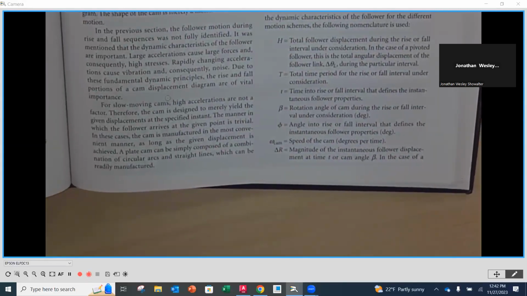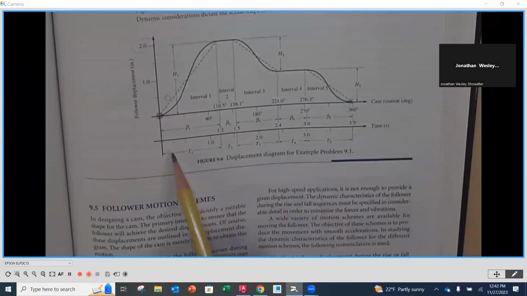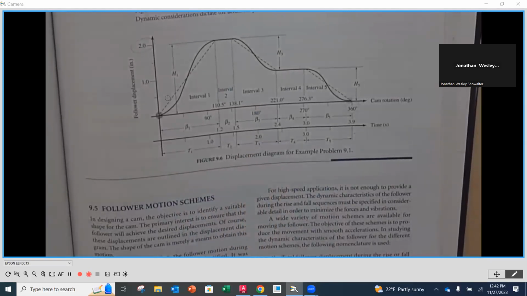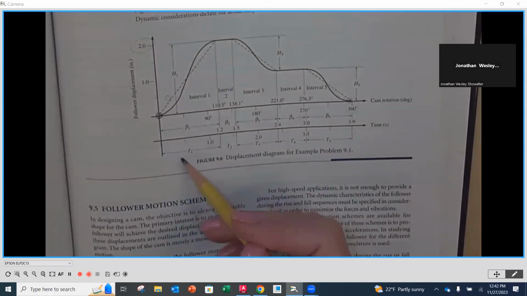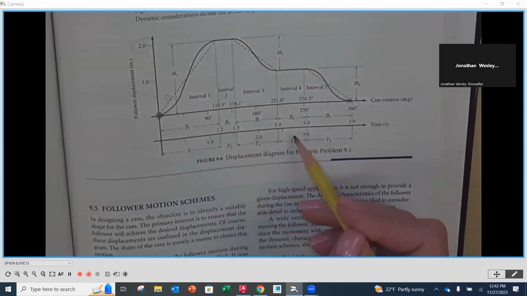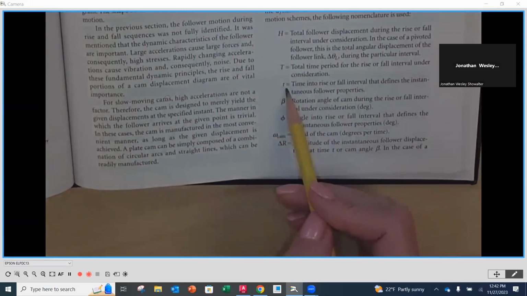Capital T is the total time period for a rise or fall interval under consideration. And they really should have added dwell here as well. We notice that up on the horizontal axis, these capital T's corresponded to the different motions, including dwells, not just rises and falls, that occurred in a full revolution. So we had our rise T1, we had a dwell T2, a fall, a dwell, and then a fall the rest of the way. Each one of those had a time associated with it.